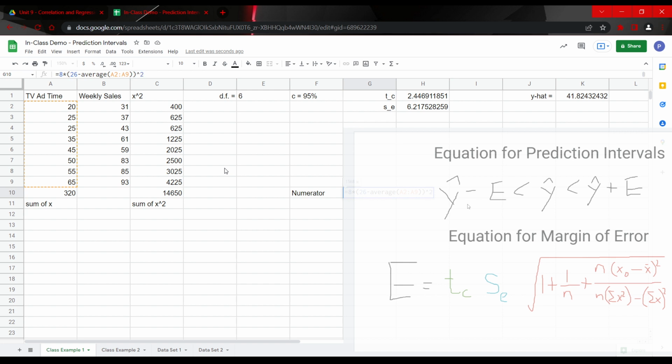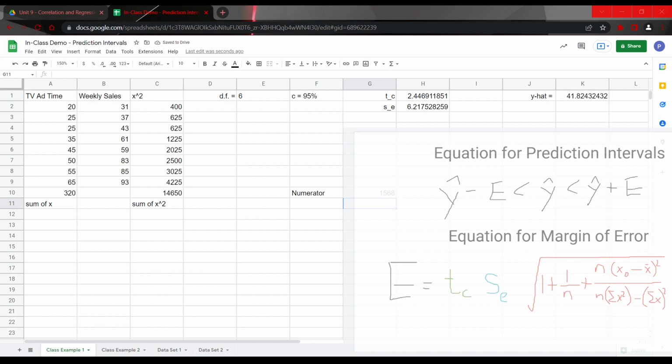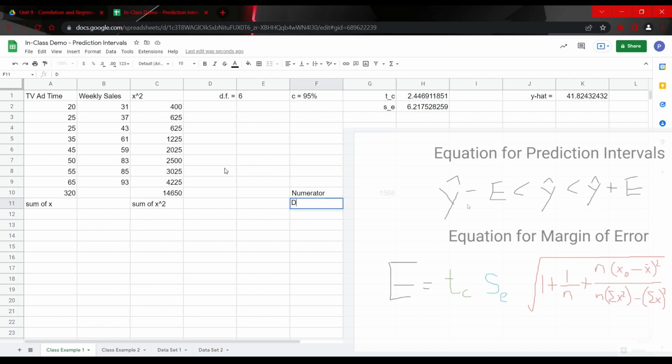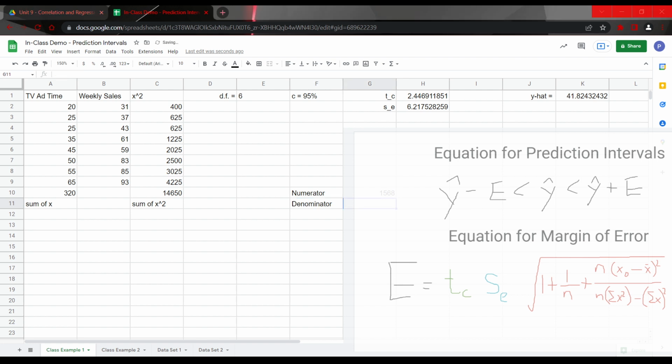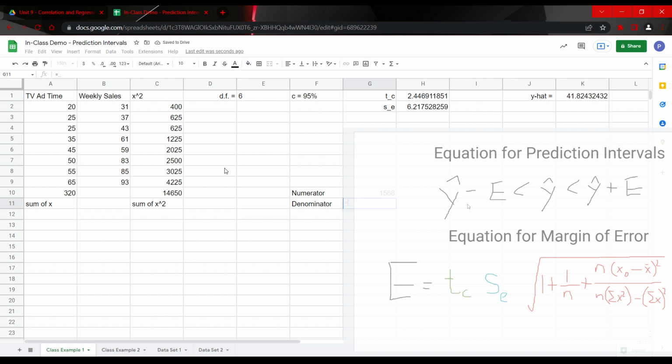8 times 26 minus the average of my x values squared. So that is my numerator. My denominator is equal to n. Again, I know that's 1, 2, 3, 4, 5, 6, 7, 8. 8 times the sum of x squared, which is this one, minus the sum of x, which is this one, to the power of 2. And again, just gonna enter that, and I have my fraction.